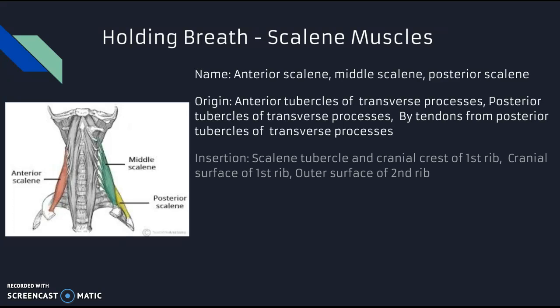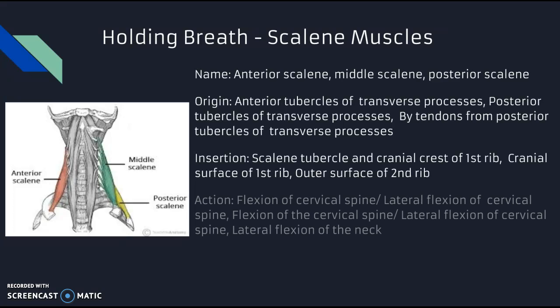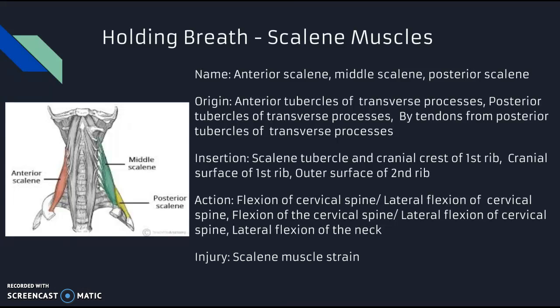6. The anterior scalene muscles insert at the scalene tubercle and cranial crest of the first rib. The middle scalene insert at the cranial surface of the first rib, and the posterior scalene insert at the outer surface of the second rib. The anterior and middle scalene muscles flex the cervical spine laterally, while the posterior scalene muscle is involved with laterally flexing the neck. An injury that can occur with the scalene muscles is a strain.